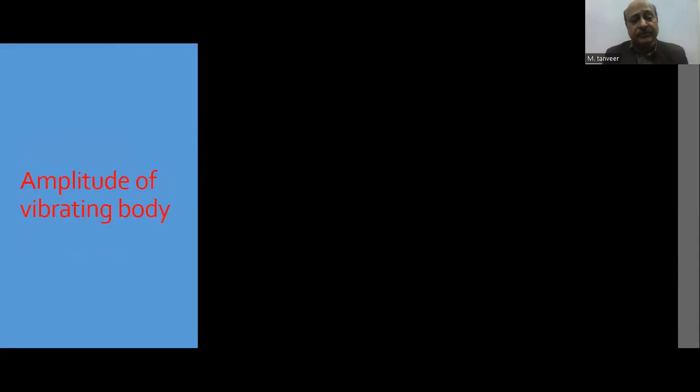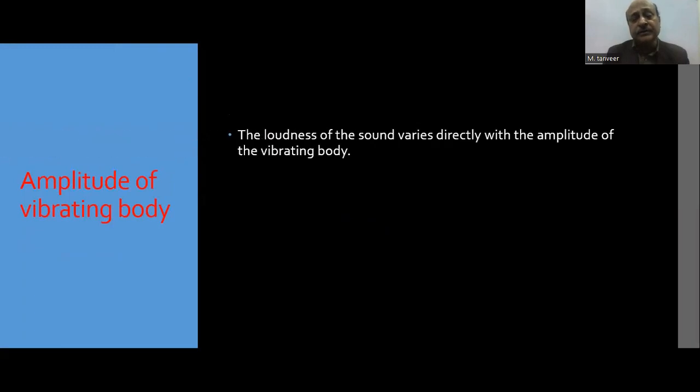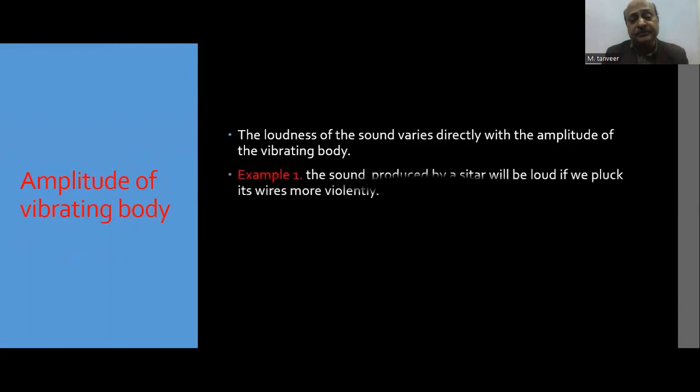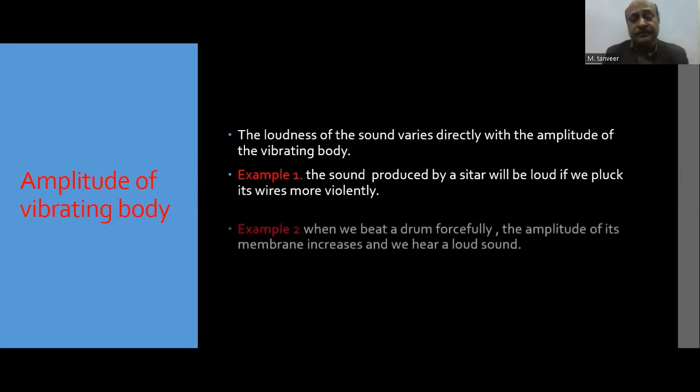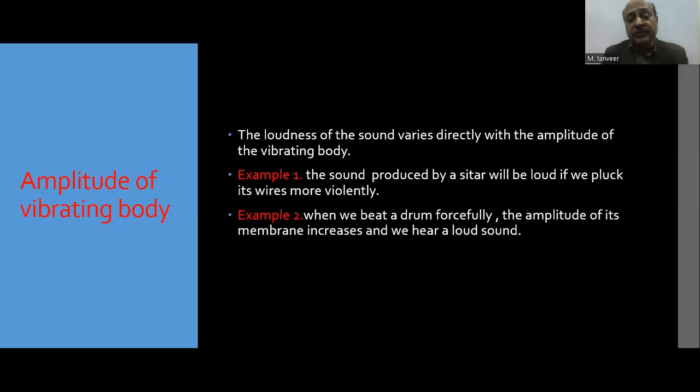Amplitude of the vibrating body, we have discussed. If the amplitude of the wave is large, then loudness will be large. Loudness of sound varies directly with the amplitude of the vibrating body. For example, sound produced by a sitar will be loud if we pluck its wire more violently. Example two, when we beat a drum forcefully, its sound will be loud. The reason is the amplitude of the surface is increased.